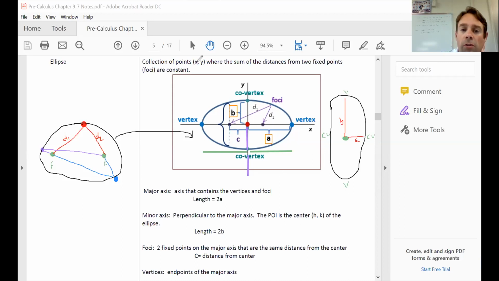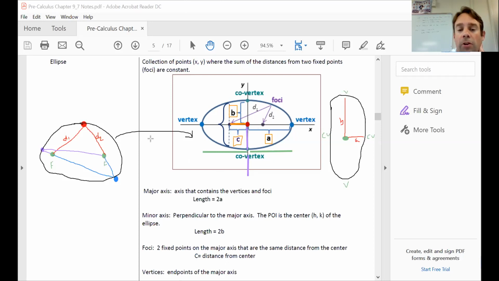And then we have this weird little distance right here. I'm hoping you guys can see it. It's this other letter, C. That's the distance from our focus. That's called the focal length. It's the distance from our center to our focus. So A is the distance from this center to the horizontal edge of the ellipse. B is the distance from the center to the vertical edge of the ellipse. And C is the distance from the focus to the center.